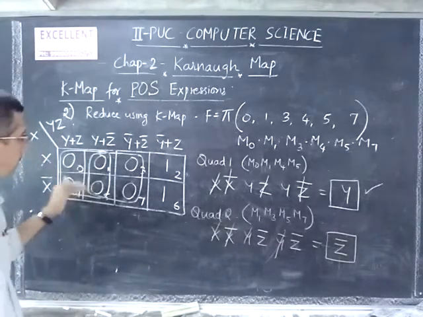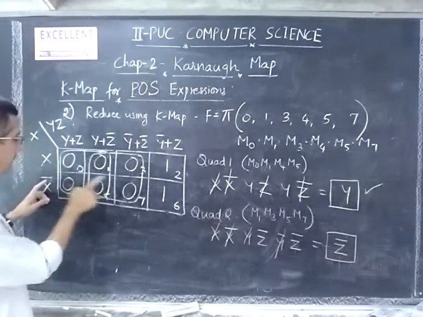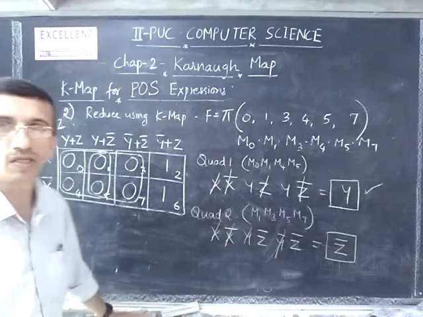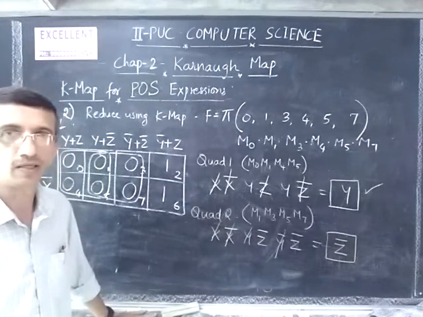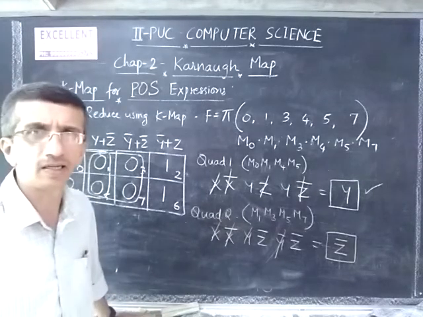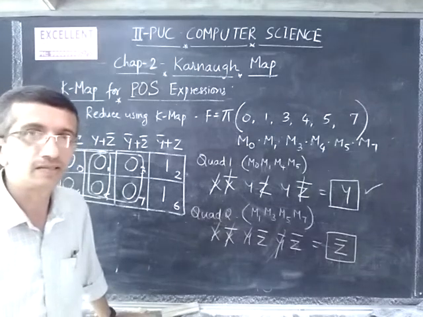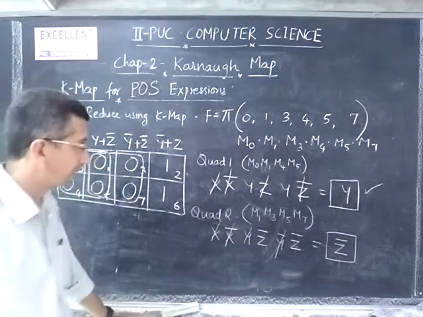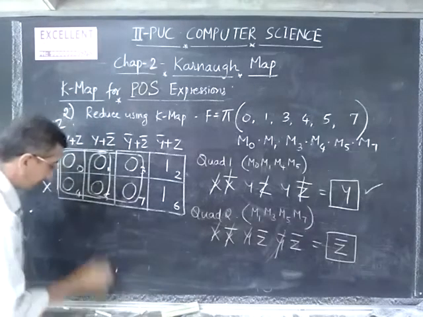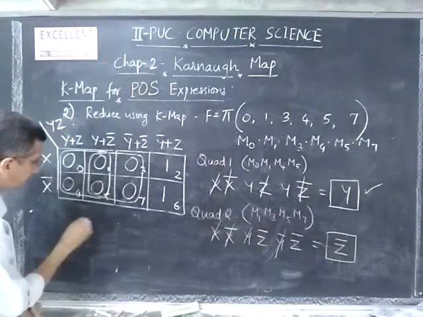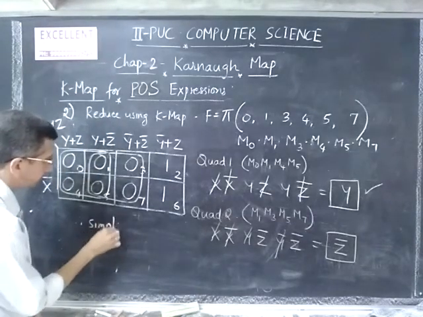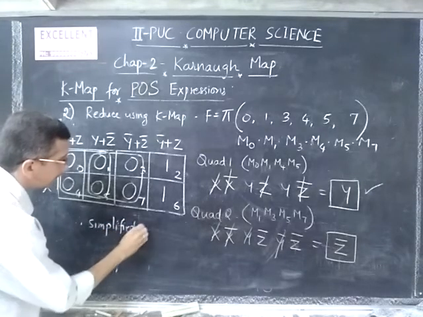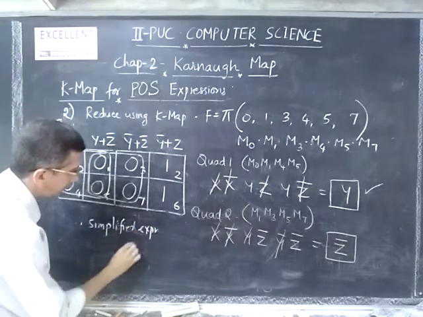Even if you mark this one as a pair, this one as a pair, all these are redundant pairs. No need to mark them. Redundant pairs, you can mention that, but write it as redundant pairs and discard them. No need to write so. Therefore, the simplified expression is F is equal to.